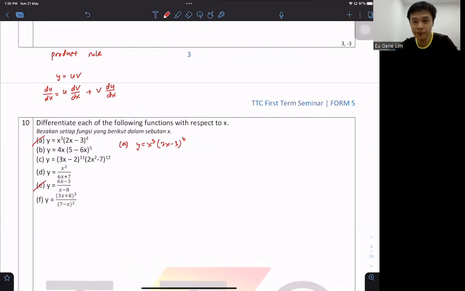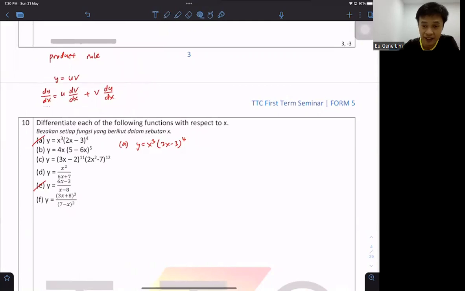Have you learned this before? Product rule. Do you still remember how to use this? There's another one called quotient rule. Quotient rule is up and down, okay? Because product rule is left and right, like this one. Left hand side you have x, right hand side you have x.